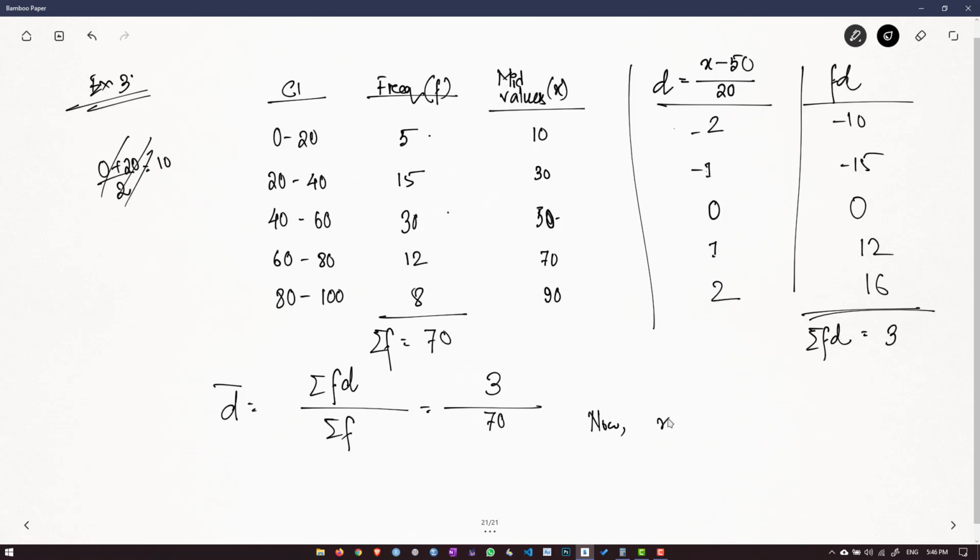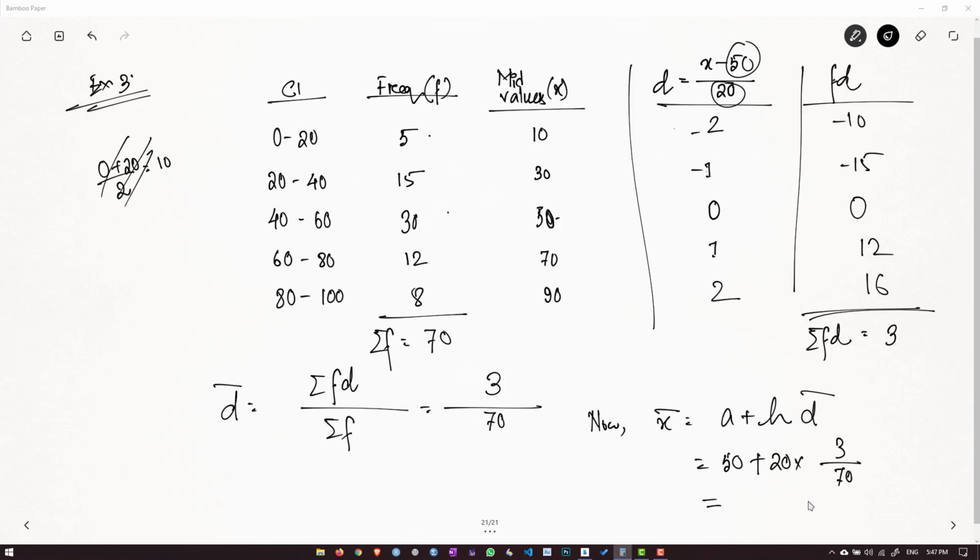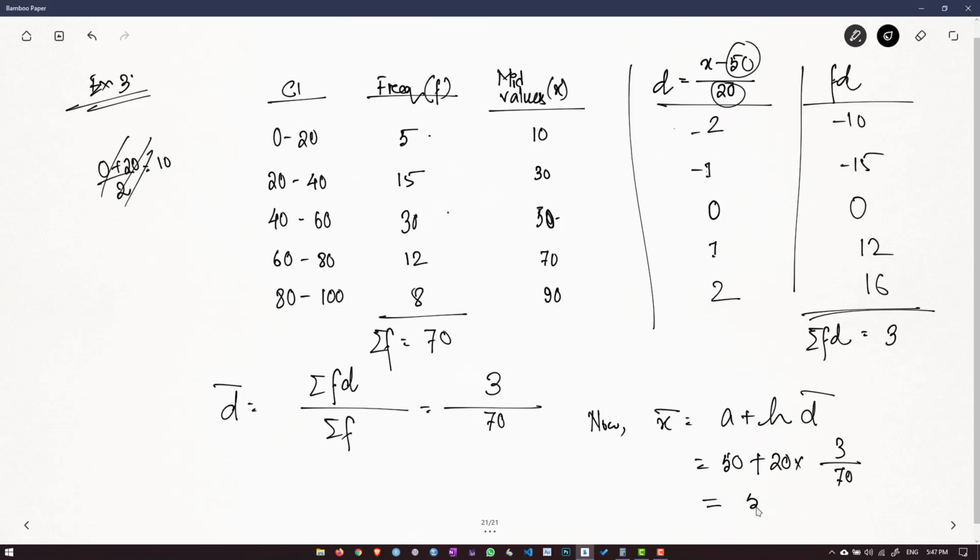Now X bar is equal to A plus H times D bar. What was our A? A is 50 plus H is 20, right? 20 into D bar, which is 3 by 70. So if you simplify this, we get 50.86, right? So this is the average.